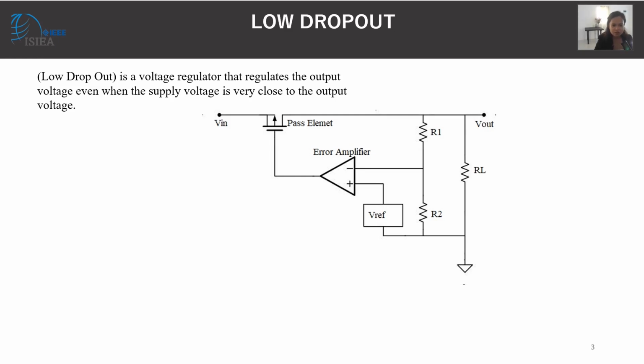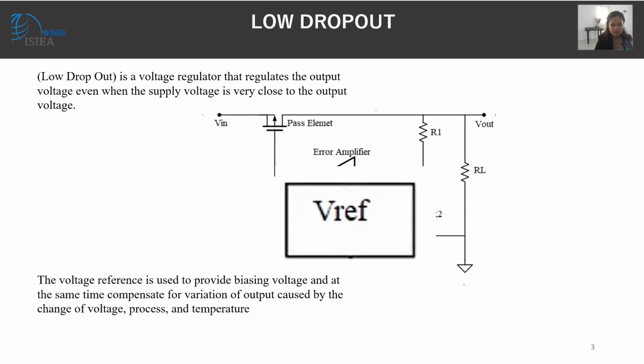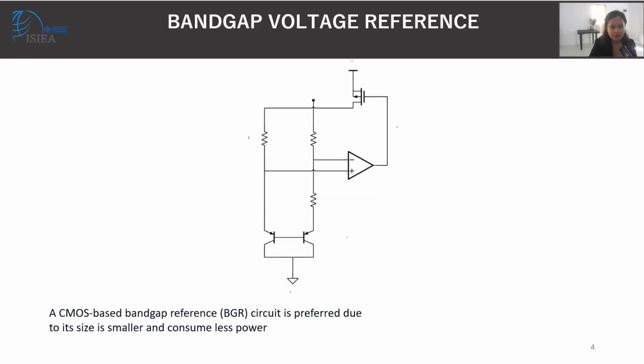And under that low dropout regulator is a voltage reference. A voltage reference is used to provide biasing voltage and at the same time compensate for variation of output caused by the change of voltage, process, and temperature as stated earlier. Having said that, the bandgap reference is one of the essential units in analog circuit systems. It offers the basic voltage reference to other circuit units, especially in power management supply.